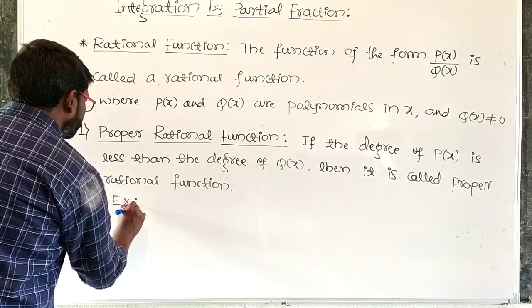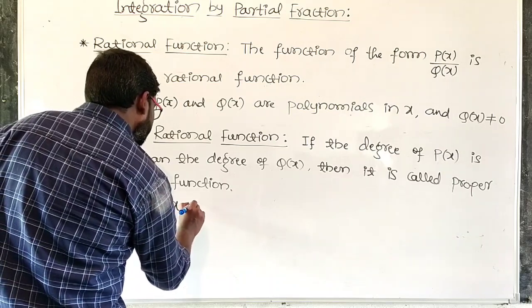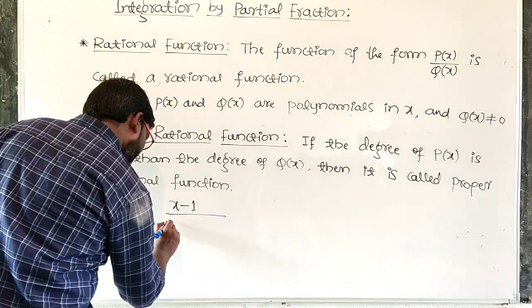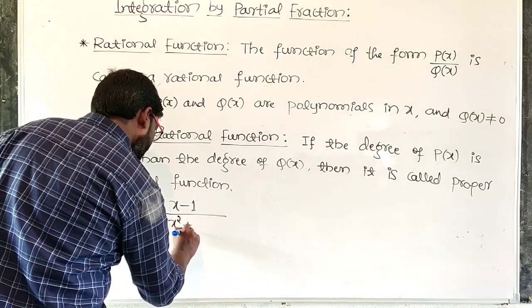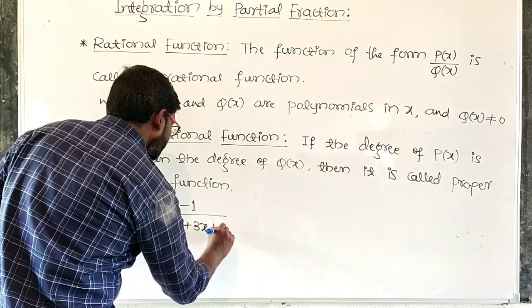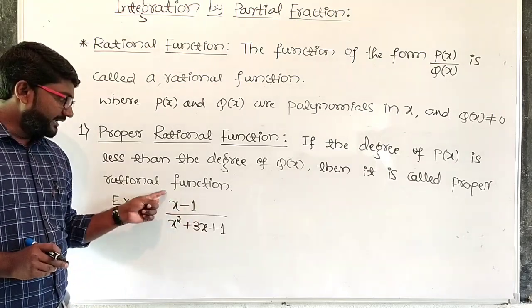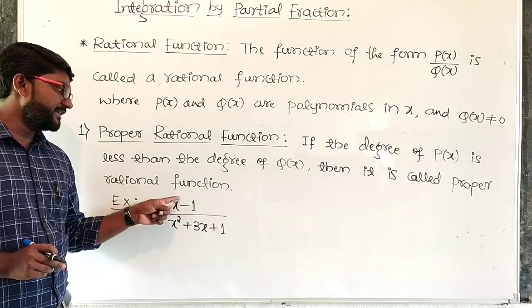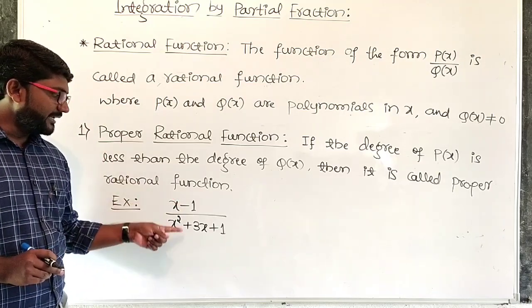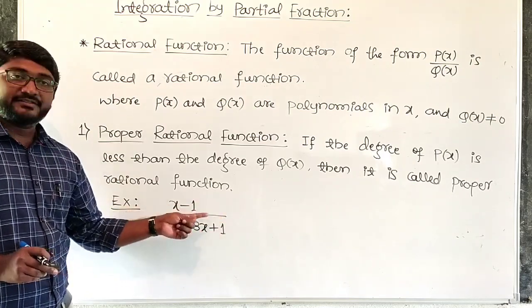Example: x minus 1 divided by x square plus 3x plus 1. Observe the numerator and the denominator here. What is the degree of p of x? It is the highest power of the variable, which is 1. Here the degree of the numerator is less than the degree of the denominator. So this is a proper rational function.